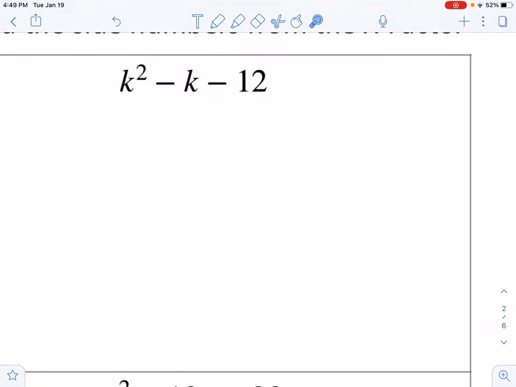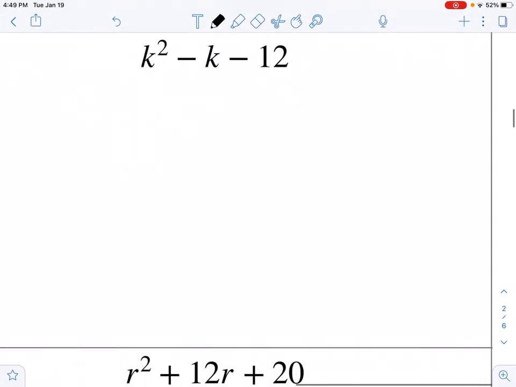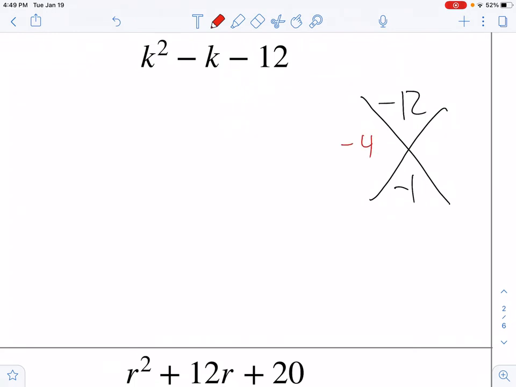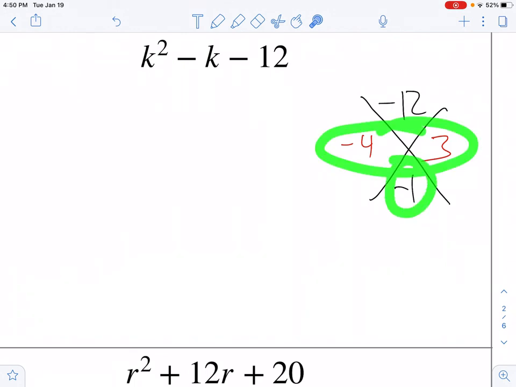So let's see it again. You have a negative 12. You have a negative 1. That was a negative 1k. So what would multiply to make negative 12 and combine to make a negative 1? It would be a negative 4 and a positive 3. Negative 4 times 3 is negative 12. Negative 4 plus 3 is negative 1.